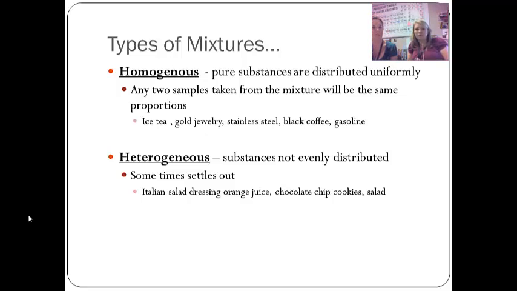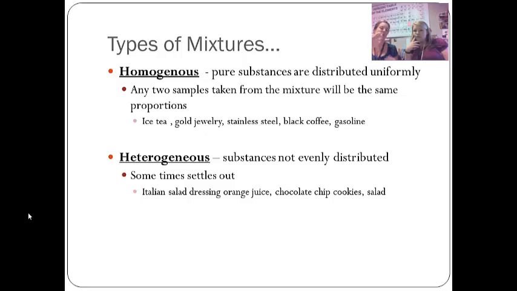Right. Okay. Heterogeneous. This one has different size particles. This one's easy to pick out. These again aren't bonded to each other. They are not going to be evenly distributed. Anytime you have to shake something like salad dressing or orange juice, that's considered a heterogeneous mixture because things settle out. The example they always use is Italian salad dressing, or orange juice because it has that pulp in it.